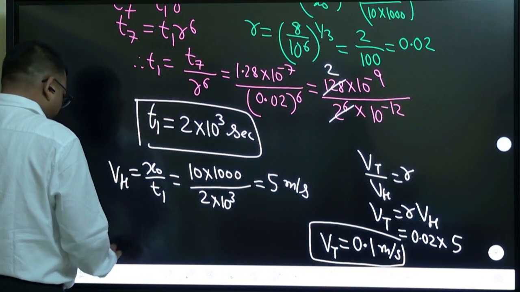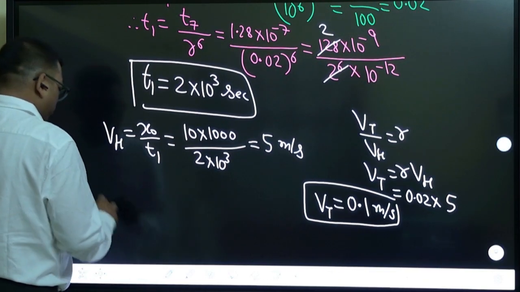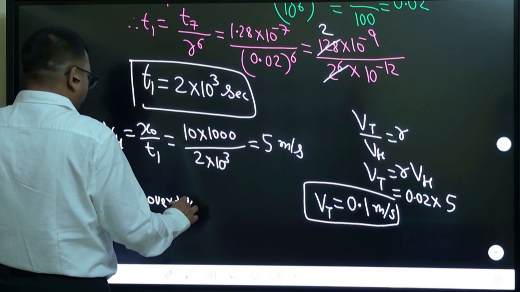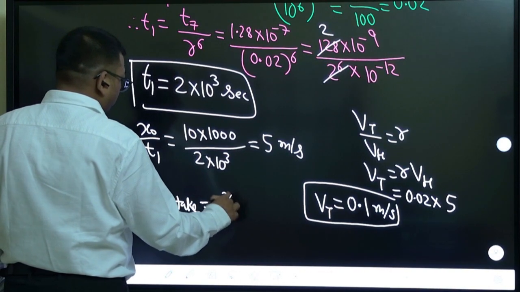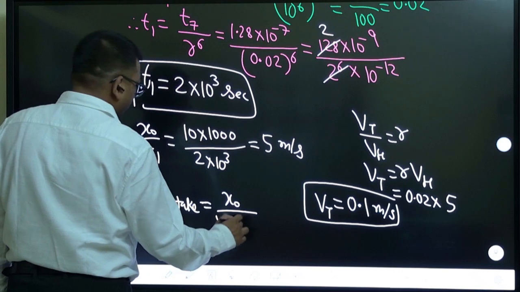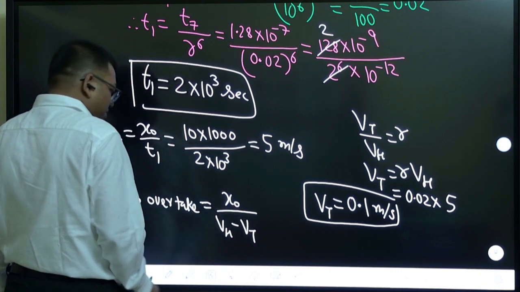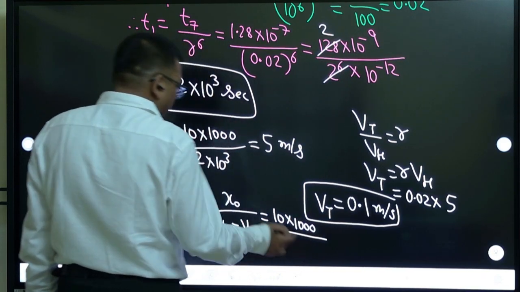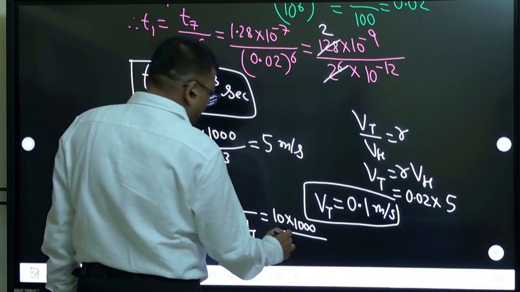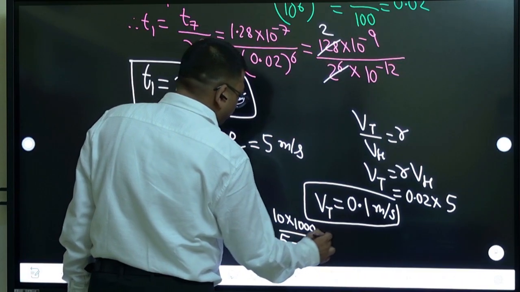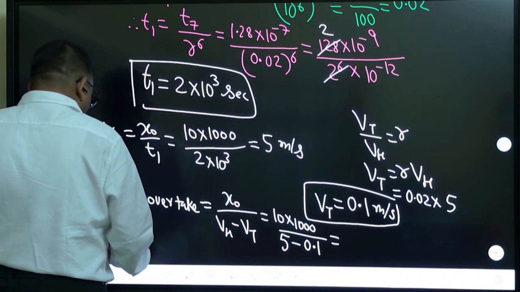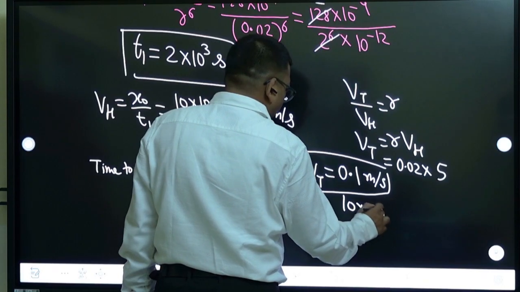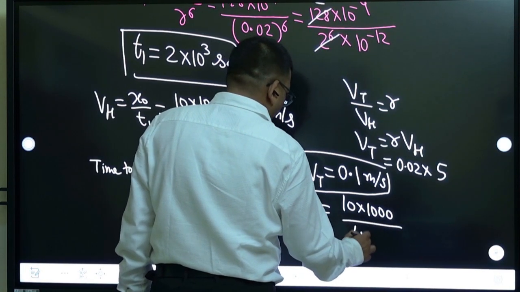We know how to calculate time. Let us calculate the answer, the time to overtake. That time to overtake is the distance x naught divided by Vh minus Vt. Relative distance by relative speed. 10,000, right? And Vh is 5 minus 0.1. This answer, now we can do the calculation. Check out this. You can approximate, but this is 4.9.